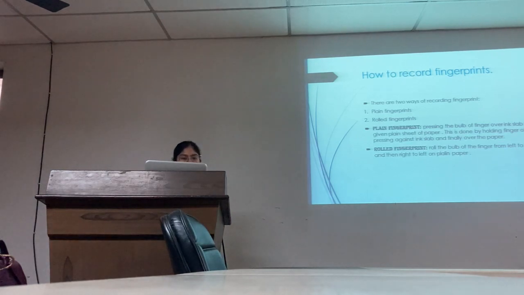How to record fingerprints? There are two methods of recording a fingerprint. First is plain and the second is rolled fingerprints. Plain, we just hold the bulb of our finger and press on the ink slab and then press the same bulb on the paper. By this we can obtain plain fingerprints. In the rolled fingerprints, we hold the bulb firmly and move left to right on the ink slab and then right to left on the plain paper. By this process we can obtain rolled fingerprints.